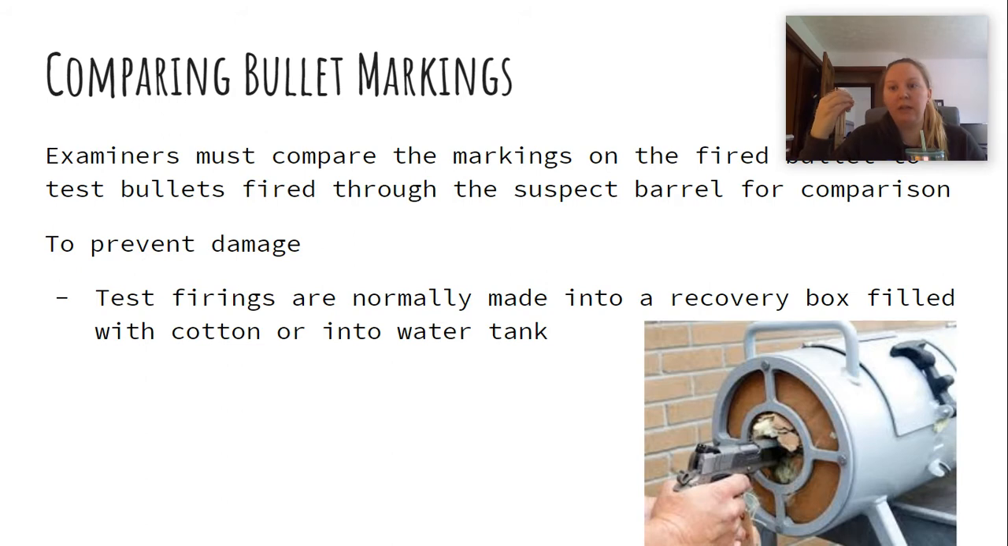Cotton slows it down and preserves all of that material and prevents the bullet from being too cold. Most police officers have moved to the water tank because it's a little bit easier to manage. When one of my friends started her career as a firearms examiner, you actually start as the bullet retriever.